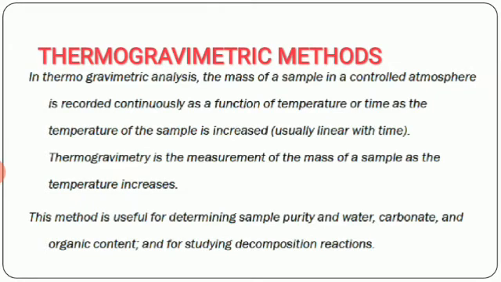Next, thermogravimetric methods. In thermogravimetric analysis, the mass of a sample in a controlled atmosphere is recorded continuously as a function of temperature or time, as the temperature of the sample is increased, usually linearly with time. Thermogravimetry is the measurement of the mass of the sample as the temperature increases. This method is useful for determining sample purity and water, carbonate, and organic content, and for studying decomposition reactions.